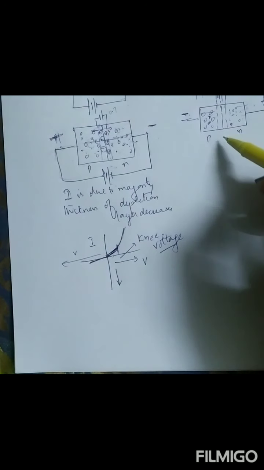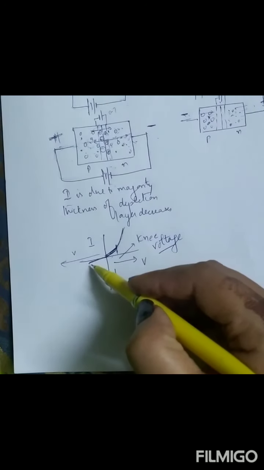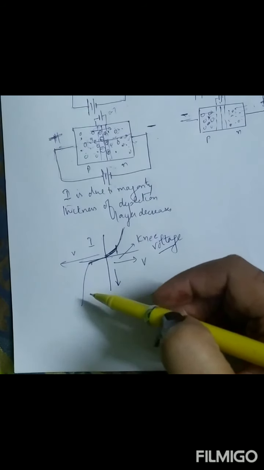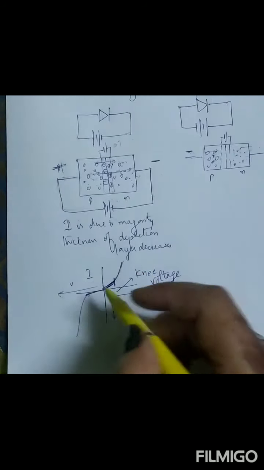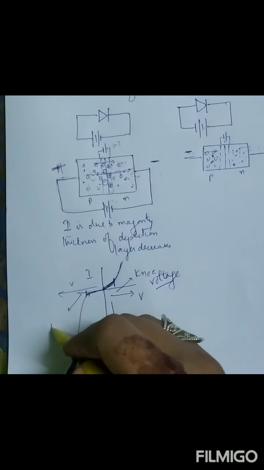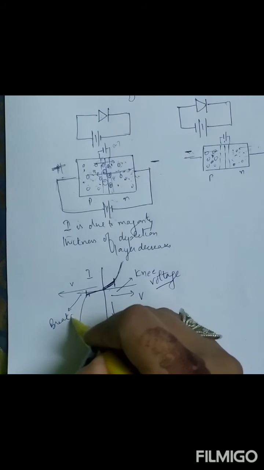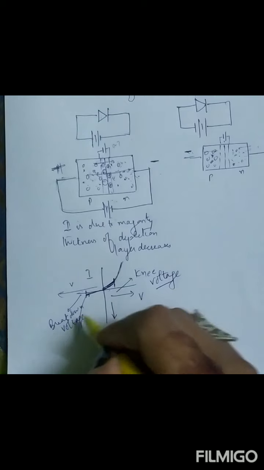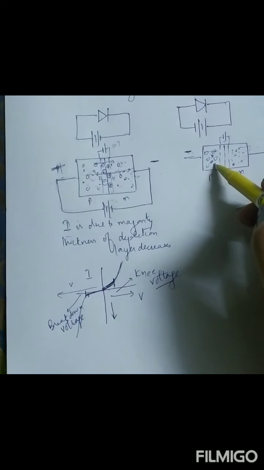But after a particular voltage, the current increases suddenly. This voltage at which the current increases suddenly is called breakdown voltage. What happens at breakdown voltage? A number of covalent bonds break.